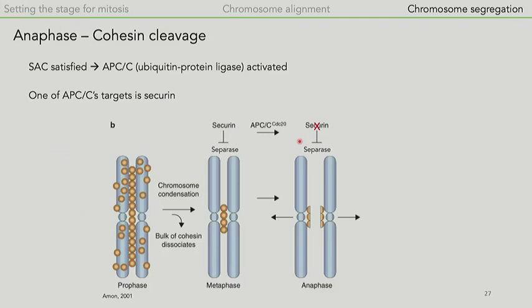So, these chromosomes so far are attached to microtubules, but these sisters are also still attached to each other. So in order to pull them apart to opposing sides of the cell, you have to cleave the protein cohesin, which is keeping these centromeres together. And this cleavage event is catalyzed by the critical protein that regulates entry into anaphase, which is called APC. So APC stands for anaphase promoting complex.